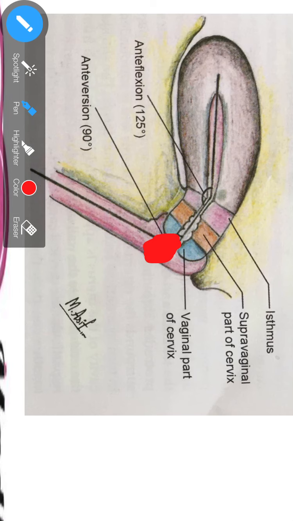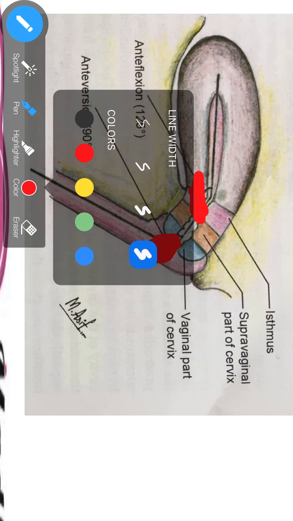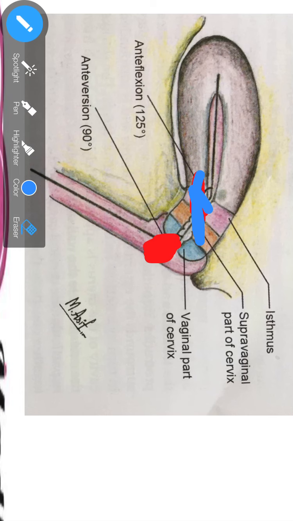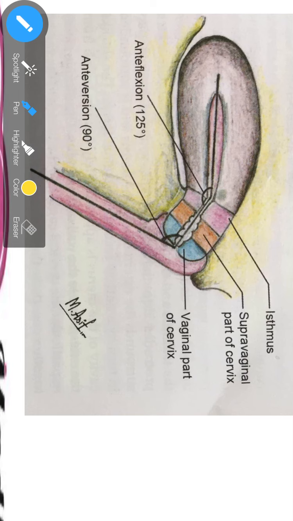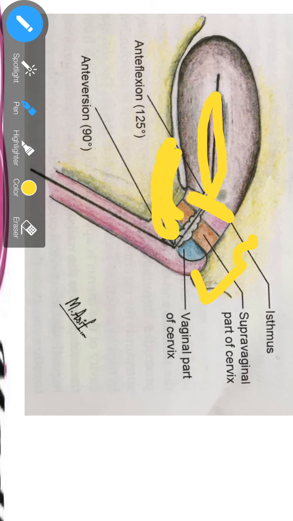And the angle formed by the body and cervix at the isthmus level. This is the isthmus. Isthmus means the starting of the cervix. This is the cavity, and here the isthmus and here the cervix. So the angle formed between the body and cervix is called anteflexion, that is 125 degrees. So 90% of uteri are in anteverted anteflexed form, meaning they are resting on the urinary bladder.